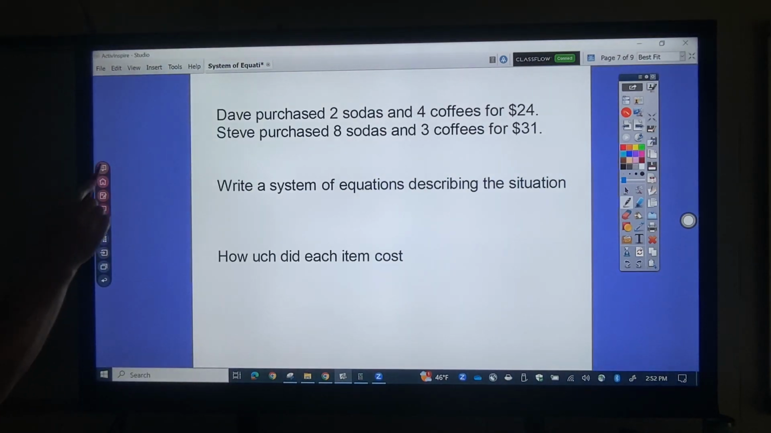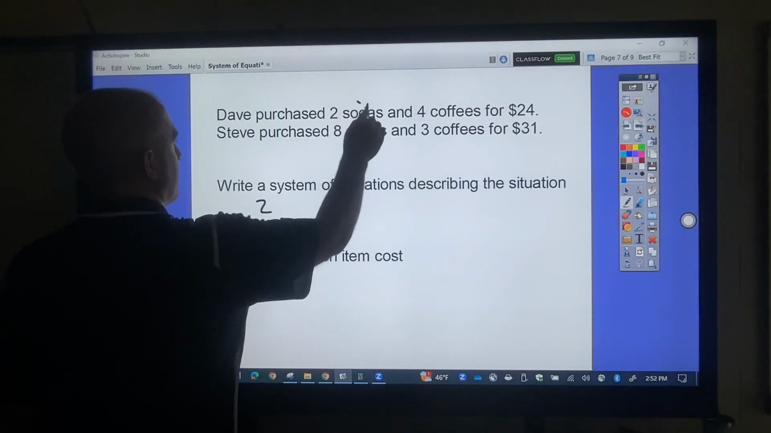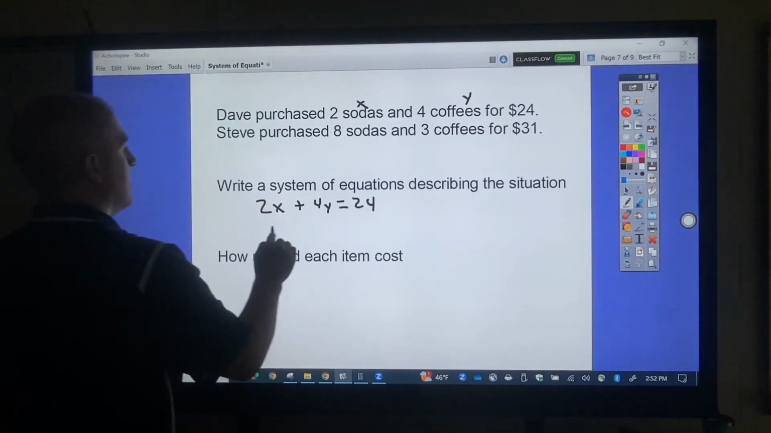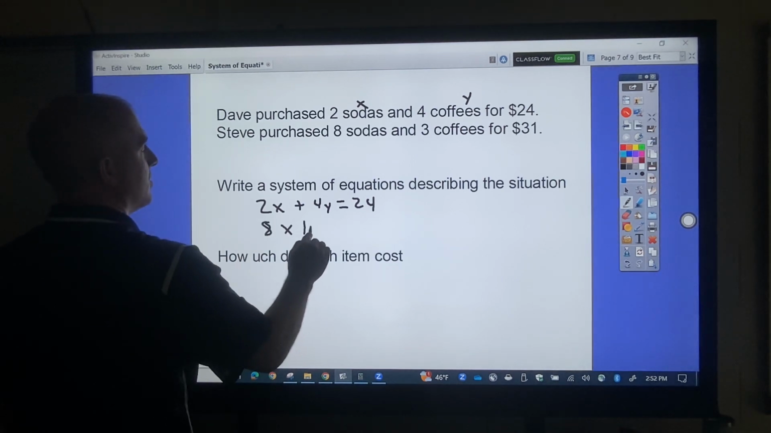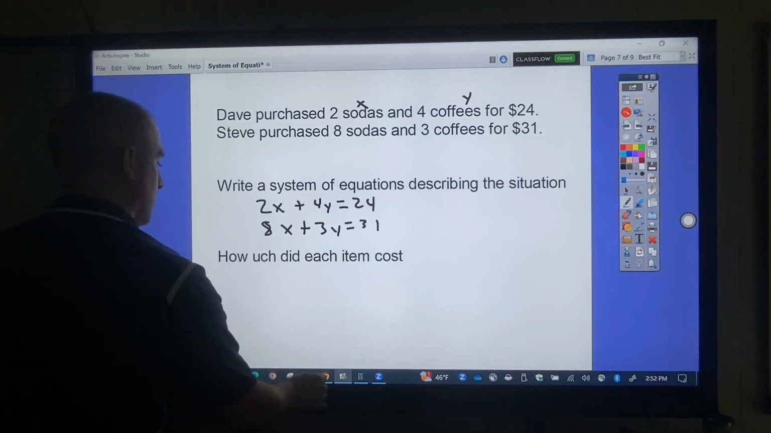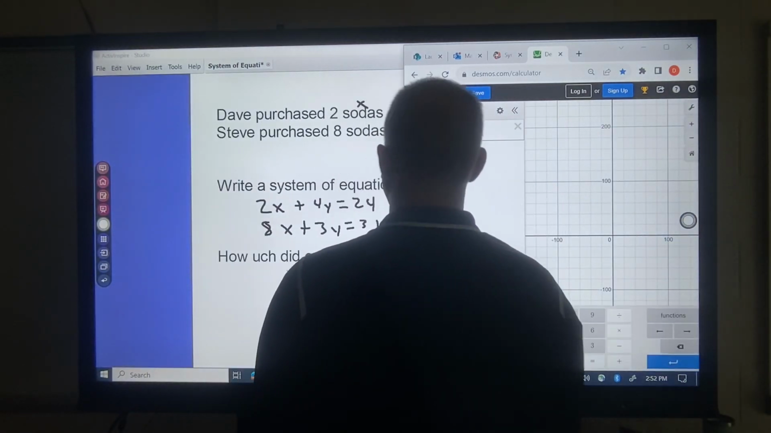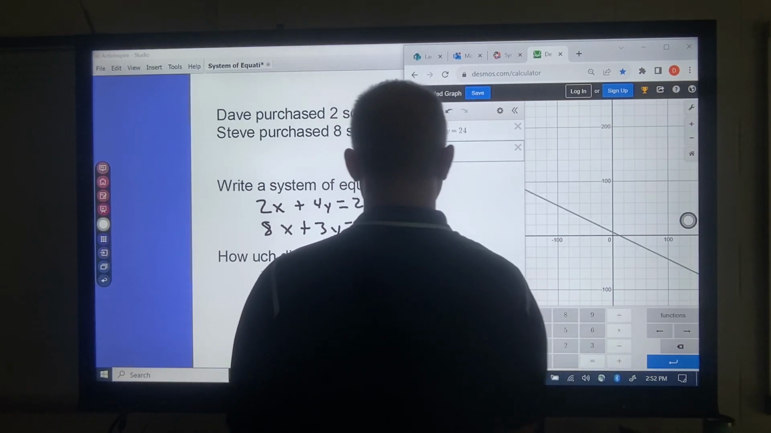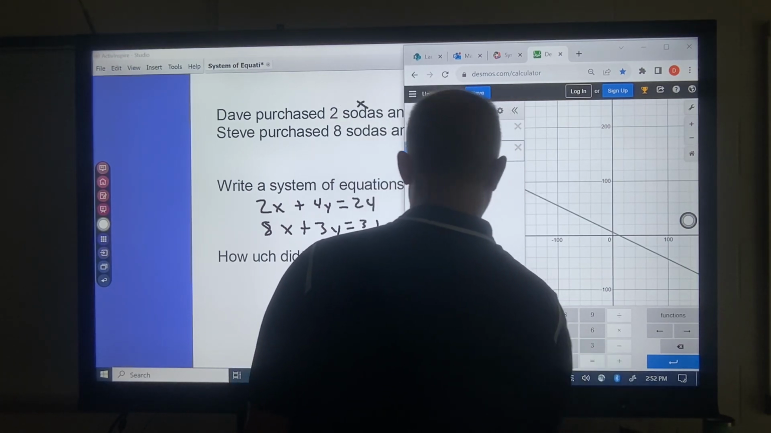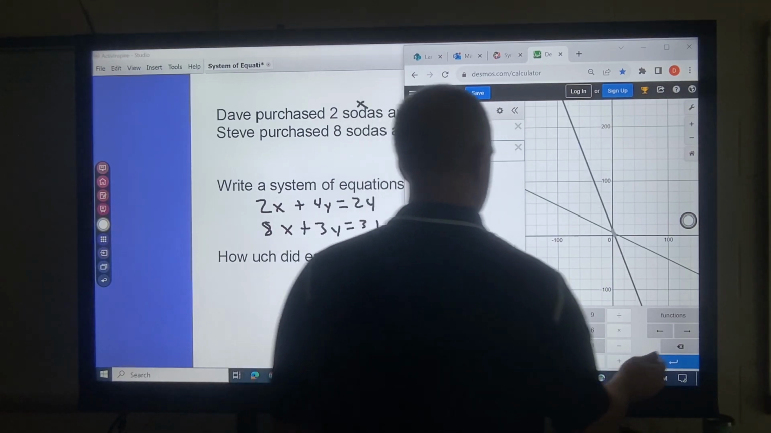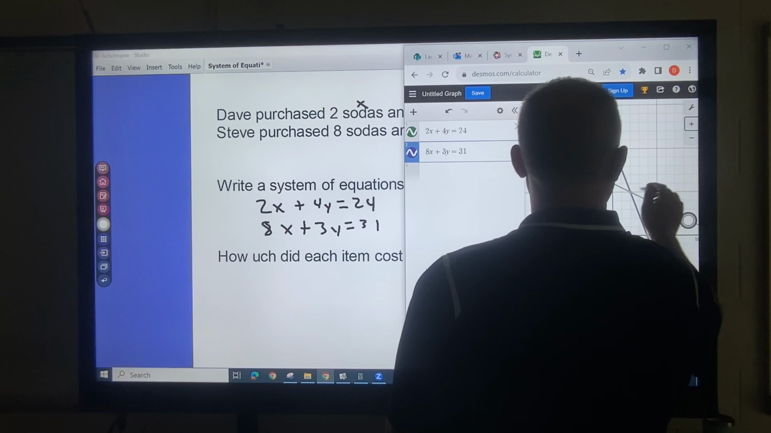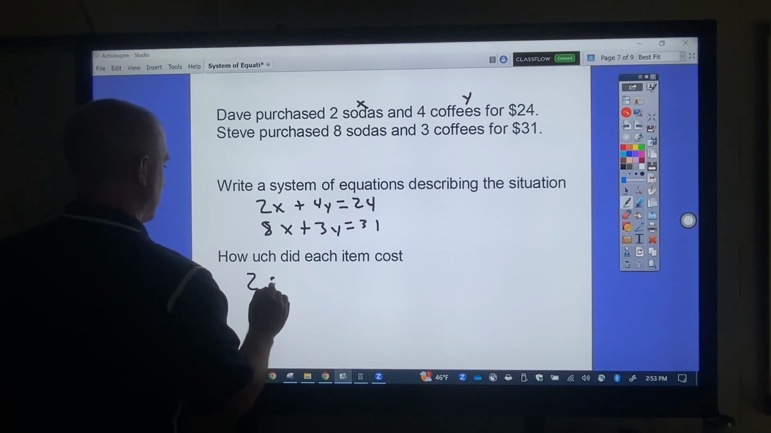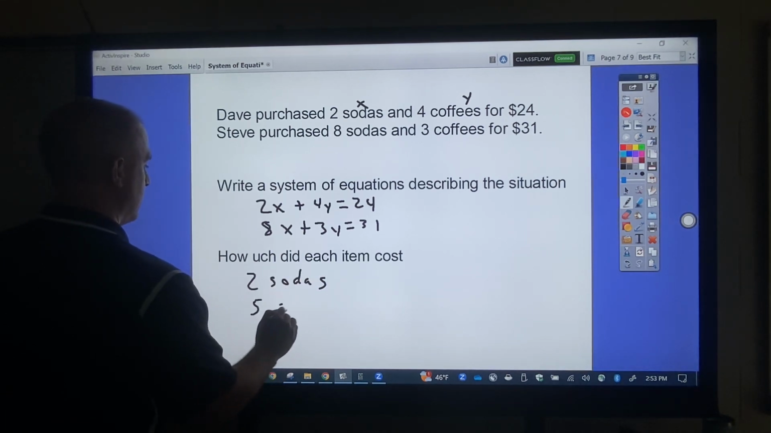It says Dave purchased 2 sodas, 4 coffees for $24. So we'll make sodas X, coffees Y. 2X plus 4Y equals 24. The next person, Steve, purchased 8 sodas, 3 coffees, for $31. Okay, goes into Desmos. Okay, all right, find out where they intersect. Okay, so sodas were 2. Coffees was 5.